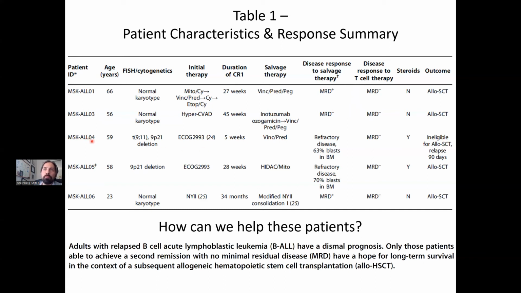Look at patient 4. Patient 4 is interesting because, after the stem cell therapy, they were MRD minus. So they were eligible for stem cell transplant. However, there was still some residual cancer hiding somewhere in that body. And within 90 days, unfortunately, this patient relapsed. This patient was now ineligible for a stem cell transplant. And unfortunately, this patient since died because they were ineligible for that stem cell transplant, and therefore there was no hope for long-term survival.